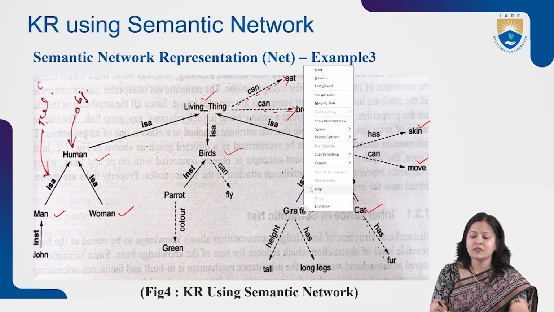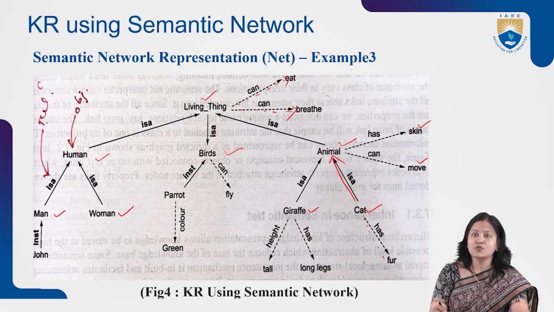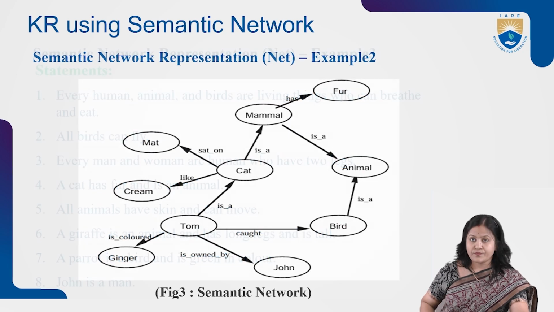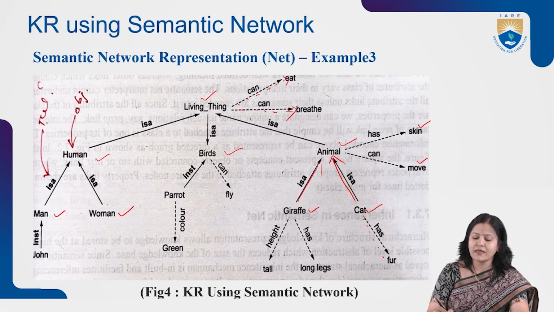Giraffe is the subclass. Animal is the superclass, because giraffe inherits all the properties of the superclass animal. Now giraffe has what is given? A giraffe is an animal and has long legs and is tall. So giraffe has long legs and giraffe height is tall. So height is the property and has is the property. Here has is the property, can is the property.